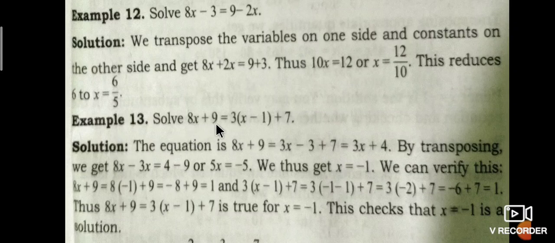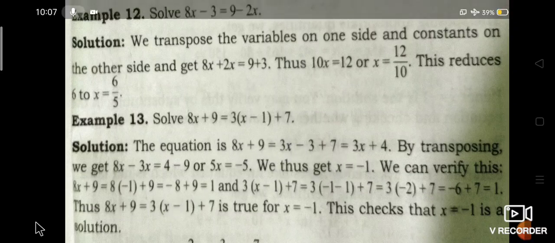Solve the equation 8x plus 9 is equal to 3 into x minus 1 plus 7. First simplify: 8x plus 9 is equal to 3x minus 3 plus 7, which is equal to 3x plus 4. Therefore, the equation is 8x plus 9 is equal to 3x plus 4.